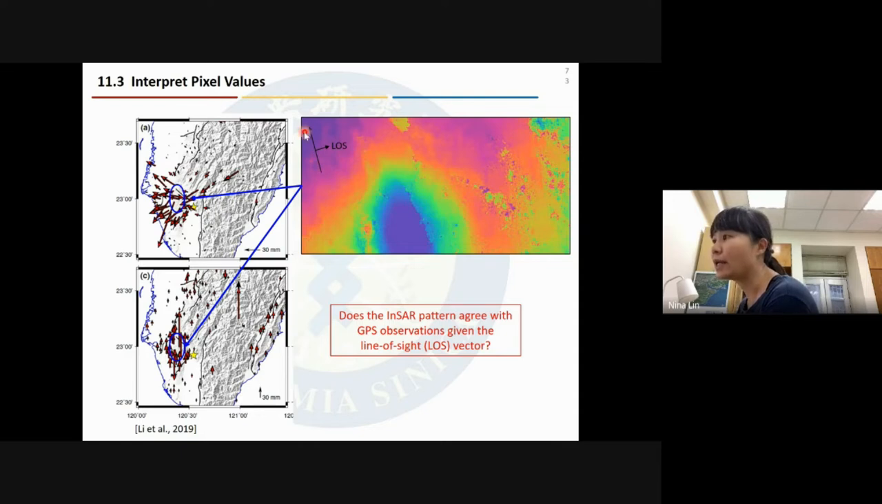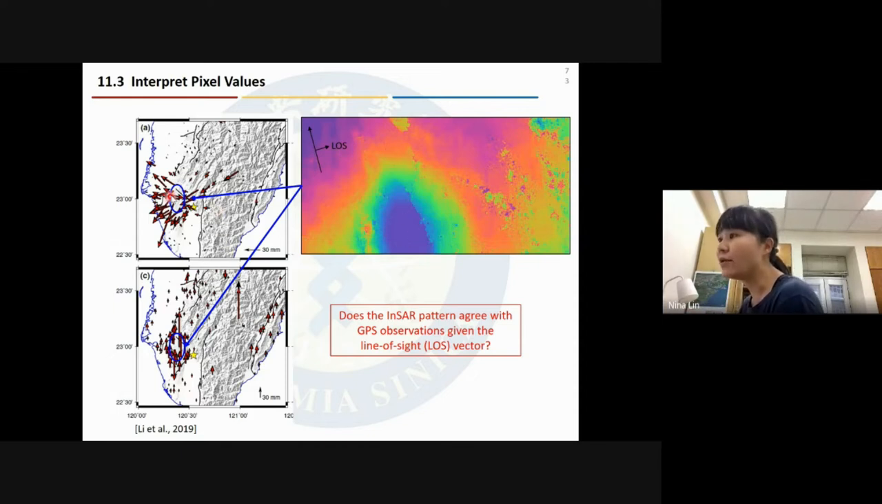And then here I'm plotting the so-called line of sight direction, which means that because we're looking at the ascending, which means it's flying toward the north, the ascending flight, and the satellite is looking to the right. So the line of sight direction as plotted here is this one. You have to remember, whenever you see this line of sight direction plotted like this, it is an indication that this vector is from the satellite, which is the center of this intersection, to the ground. So the line of sight direction plotted here means it's from satellite to the ground.